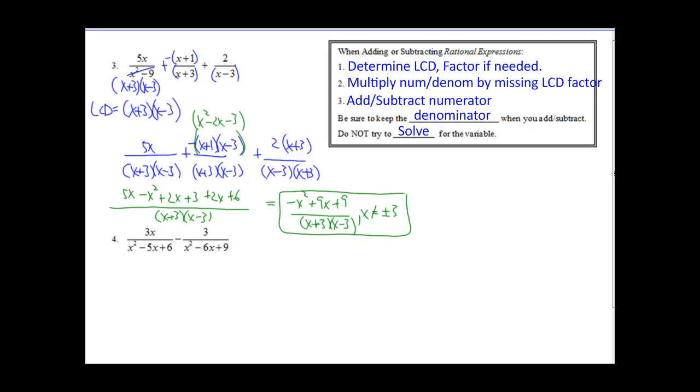All right, go ahead and hit pause. Tricky one, number 4. We'll see you back here in a few minutes. Don't forget, minus in the middle. Switch it from minus to plus, put the negative on the 3. Go.